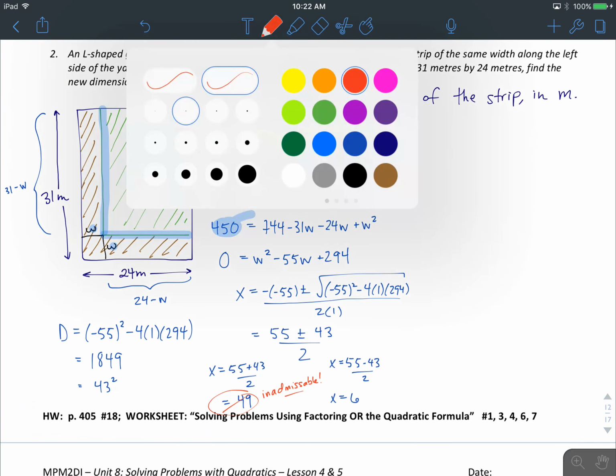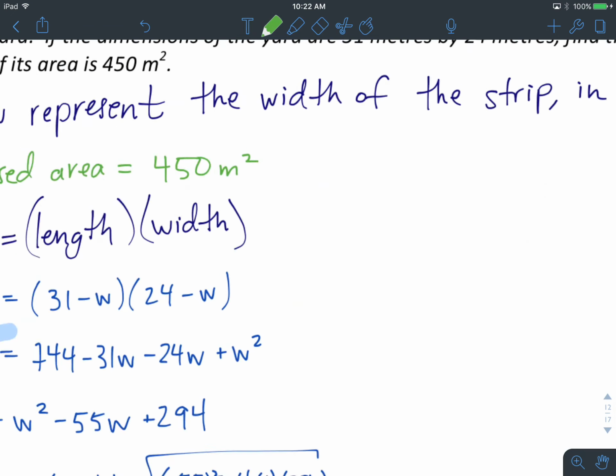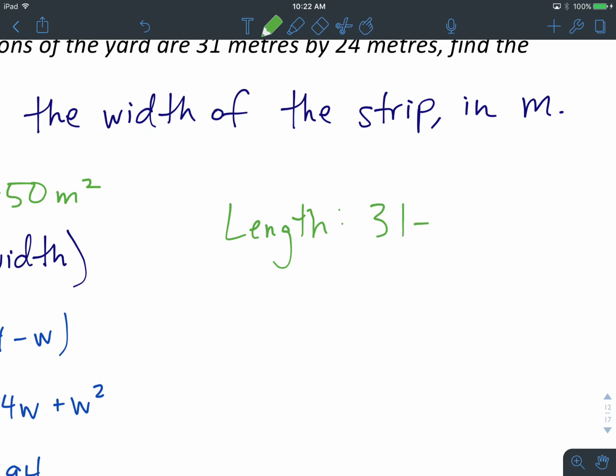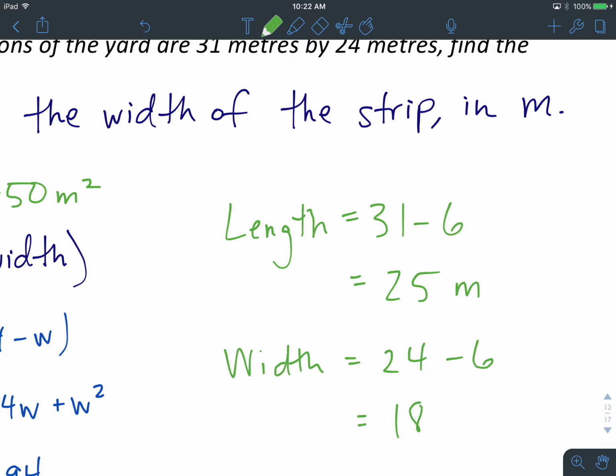I'm going to change up my color here. So we're going to call this length. The length will be equal to 31 minus 6, and I guess that gives us 25. Should make those equals again, not just colons. Okay, so we're going to have the length is equal to 31 minus 6, or 25 meters, and our width will be equal to 24 minus 6, which is going to give us 18 meters.